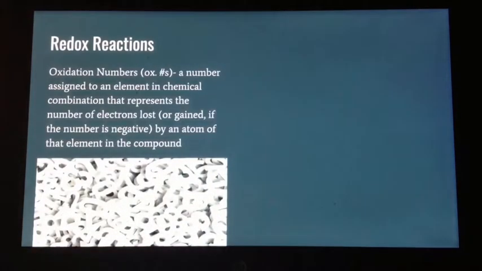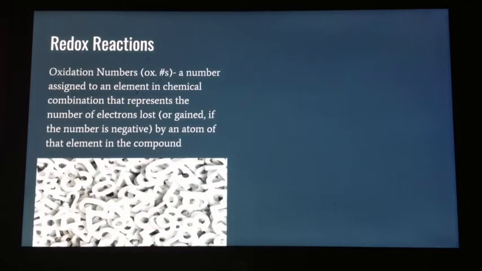A key concept in redox reactions is oxidation numbers. These are numbers assigned to an element in chemical combination that represent the number of electrons lost or gained, if the number is negative, by an atom of that element in the compound.